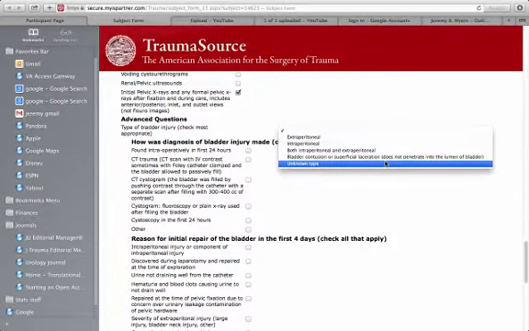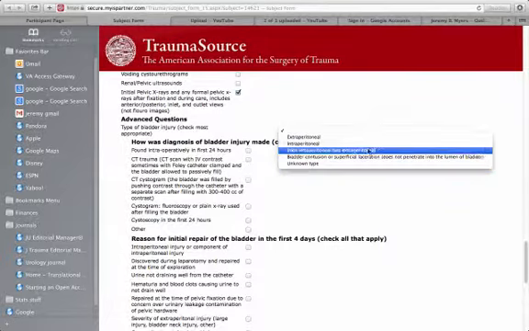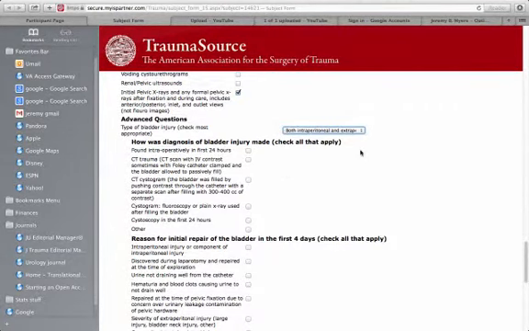For instance, a patient that was repaired at an outside facility and then transferred in, and records are not complete. So in this case, the patient had both intraperitoneal and extraperitoneal injuries. How was the diagnosis of bladder injury made? And so this patient had a CT cystogram due to hematuria in the emergency department.